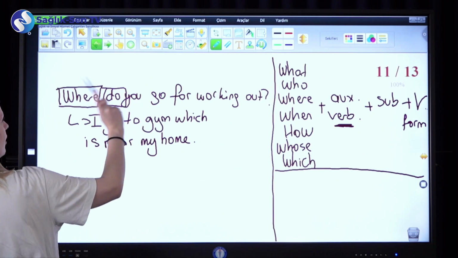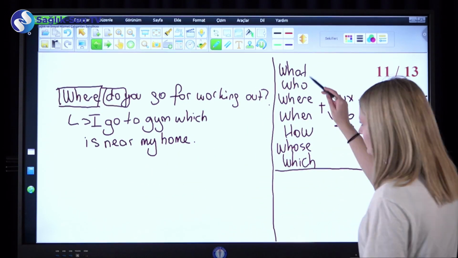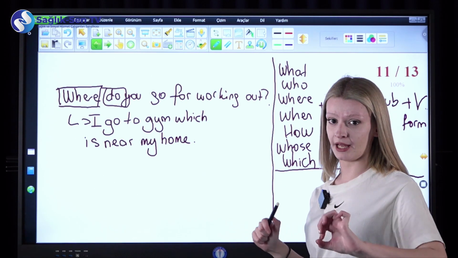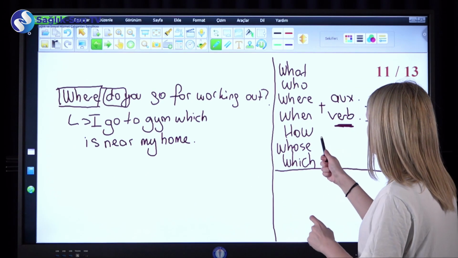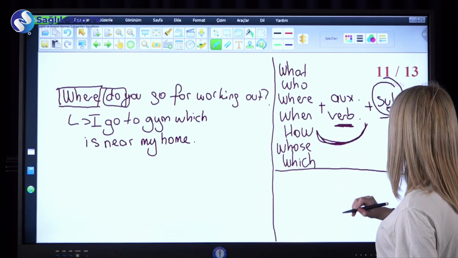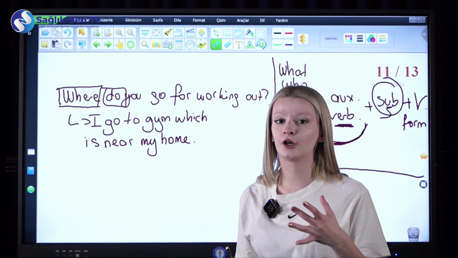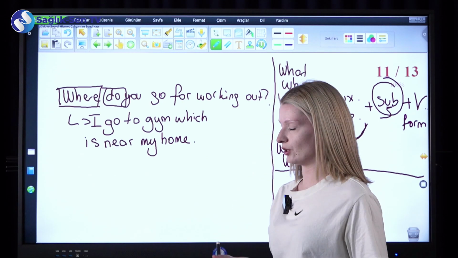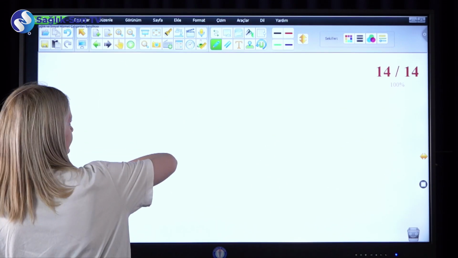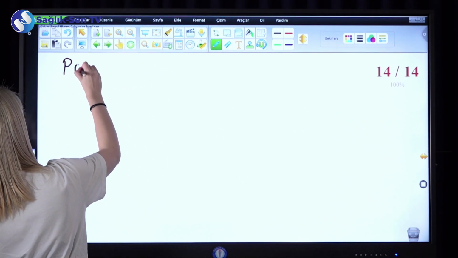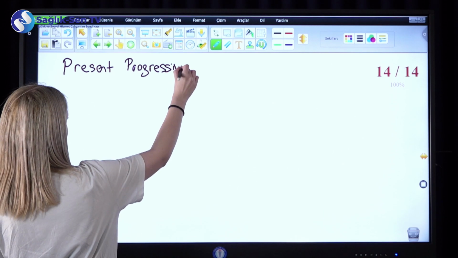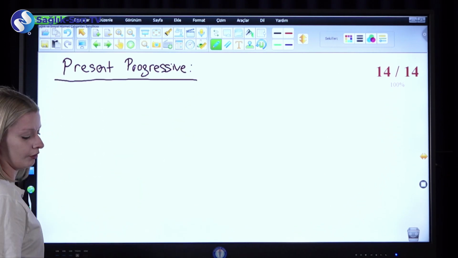Okay, we talked about auxiliary verbs. Before that, we were talking about WH questions, which we said that according to the tense we are using in that sentence, we have our auxiliary verb, then our subject of the sentence, and the correct verb form, again, depending on the tense we're talking about. So, we are done with present simple. Now, we are going to talk about present progressive or continuous, whichever you would like to call it.